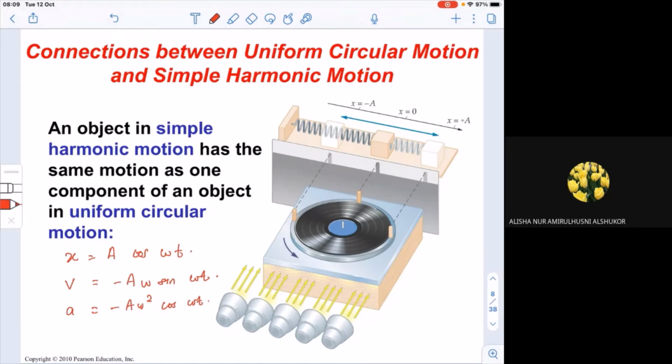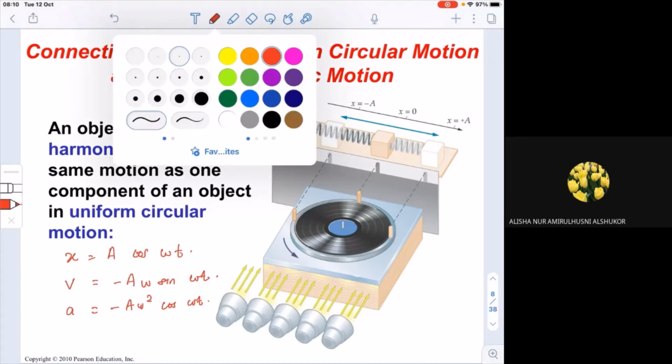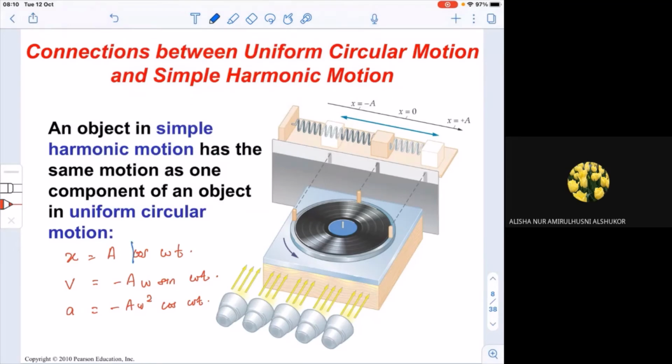Okay, starting from x equals A cos omega t, v equals negative A omega sine omega t, and acceleration is negative A omega squared cos omega t. Now we have three functions that we can use to sketch graphs, and we can also use them to solve some problems. The one that I highlighted here, the blue box, is what we call radian mode calculations.